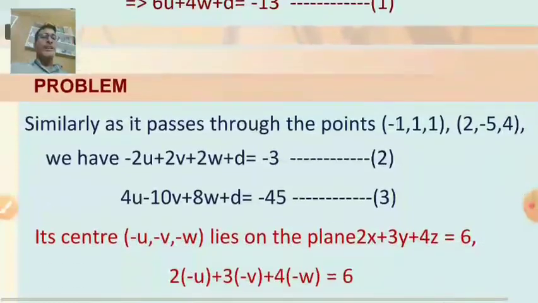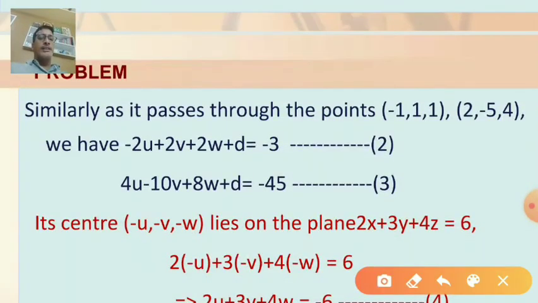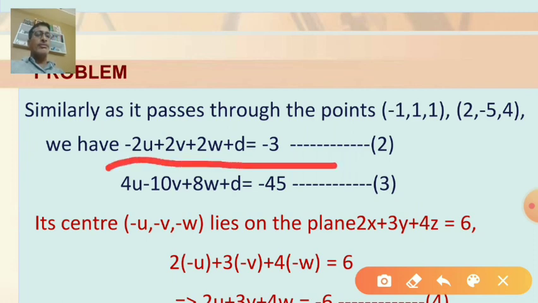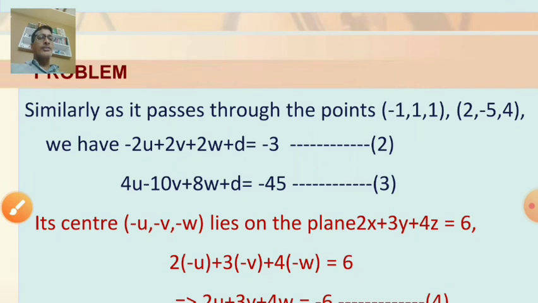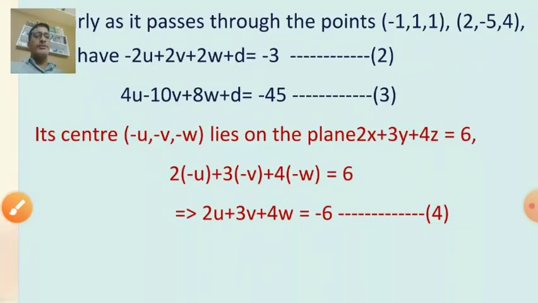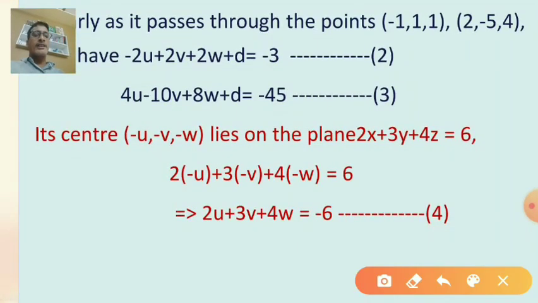So in a similar way, by substituting the remaining 2 points, minus 1 1 1 and 2 minus 5 4, in the standard equation of this sphere, we will obtain 2 more equations. They are minus 2u plus 2v plus 2w plus d is equal to minus 3, and 4u minus 10v plus 8w plus d is equal to minus 45. And also it is given that the center of the sphere lies on the plane. What is the center of the sphere in this case? Minus u, minus v, minus w.